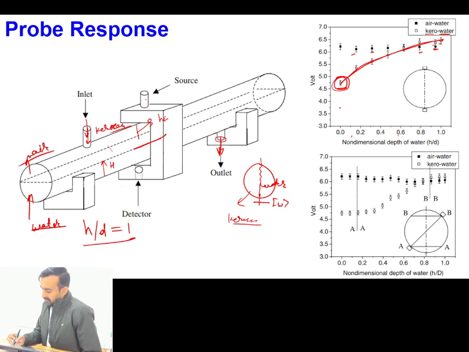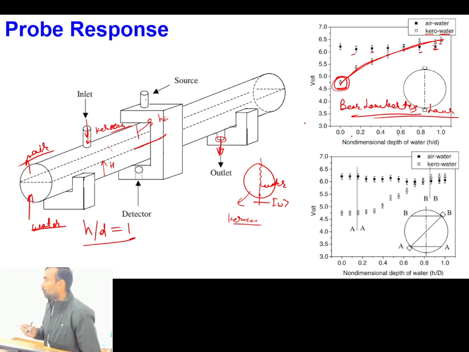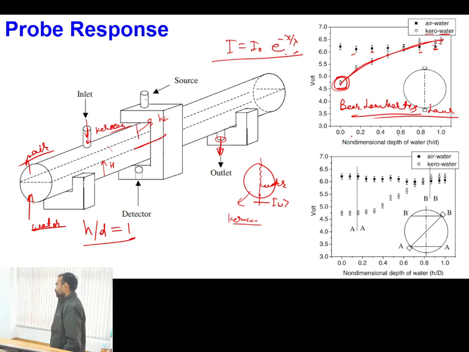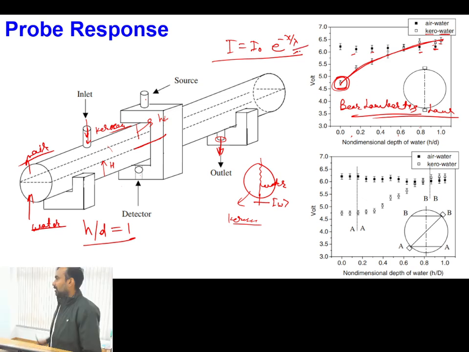Basically, in our basic optics, there is one law which is called the Beer-Lambert law. What does it tell? It tells that the intensity of light will change in an exponential fashion with the position and the coefficient of a particular interface. Is this one clear? So because of this law, whatever change of voltage signal we observe with the non-dimensional depth of water, this change will take place in an exponential manner.